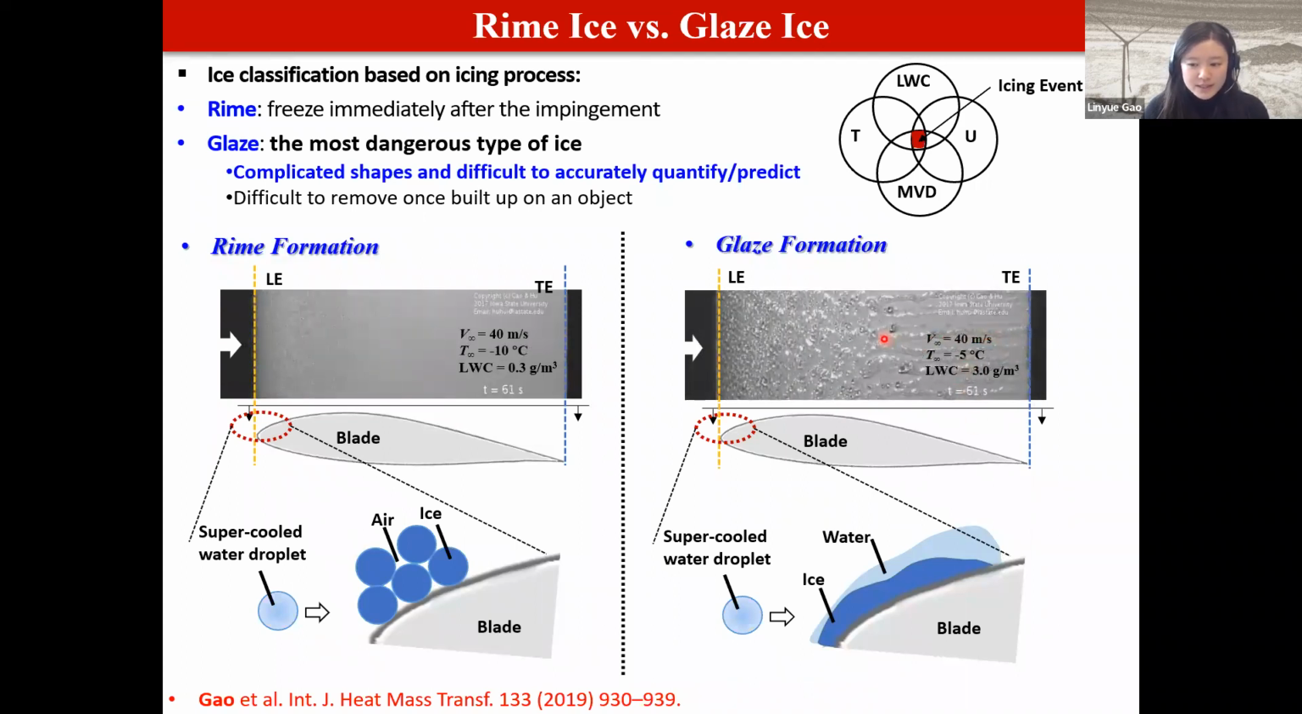Due to the wet nature, glaze ice usually has complicated shapes and is difficult to predict accurately, and it is difficult to remove once built up on the airfoil surface. And in my research, I mainly focused on glaze ice formation.